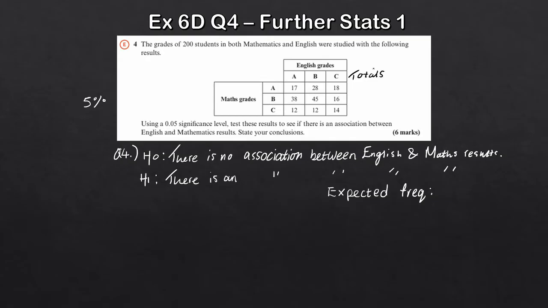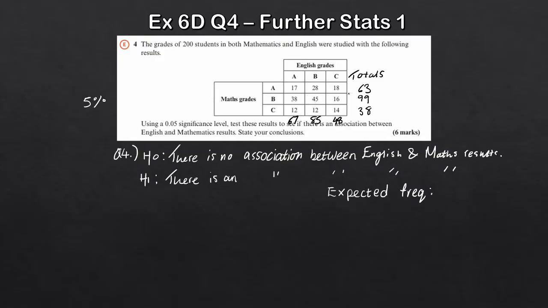If I do it on my calculator just to save time, for example, you had 17 plus 28 plus 18, that gives me my total there. So that's 63. 38 plus 45 plus 16 gives you 99. And finally, your last one, 12 plus 12 plus 14, gives you 38. We'd also need the column totals, so 17 plus 38 plus 12 is 67. That gives me 85. And finally, 18 plus 16 plus 14 gives me 48. So now it's dead easy to work out your expected frequencies here.